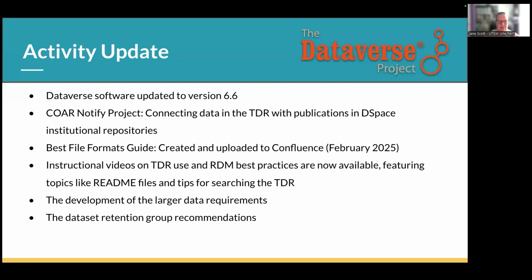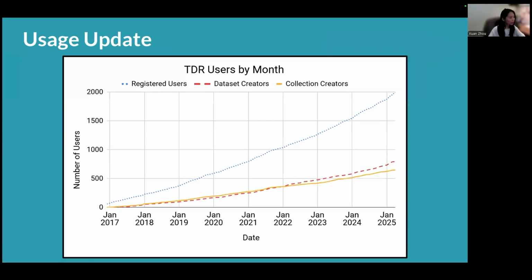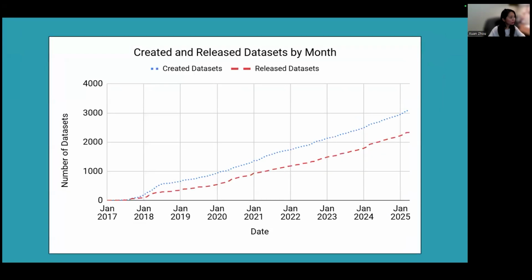In addition, we develop larger data requirements to support researcher needs. And lastly, the Dataset Retention Group has recommended how to align TDR practices with state and funder expectations for data retention. Over the past 8 years, the TDR's user base has steadily increased, and we now have over 2,000 registered users. We currently manage more than 3,000 datasets.